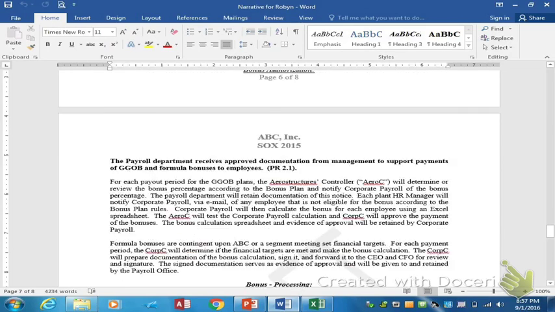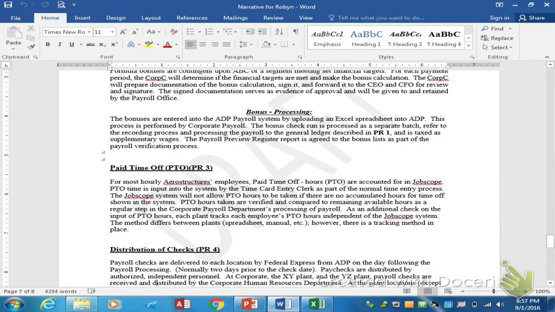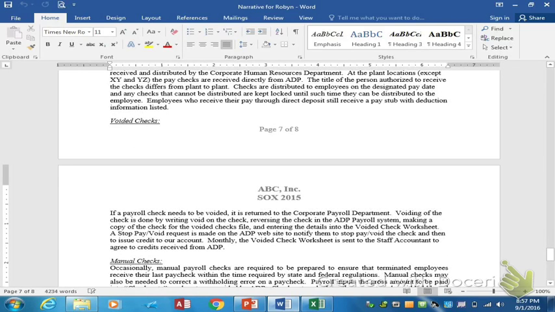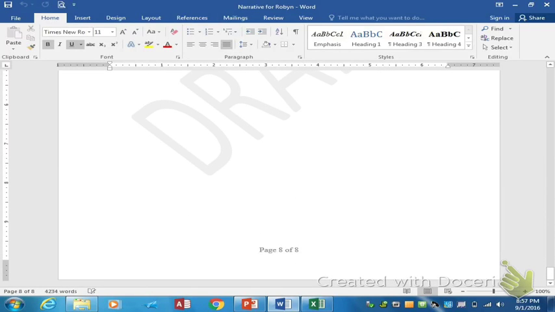And then they kind of keep going. They got the bonus processing. Then they talk about paid time off and how they distribute the checks, which distribution of checks is still important for any company that distributes them. And then we're done. So it's 8 pages. The payroll was an 8-page typed narrative. It's a pain in the butt the first time you do it, but then once it's done, it's kind of nice and it's done.